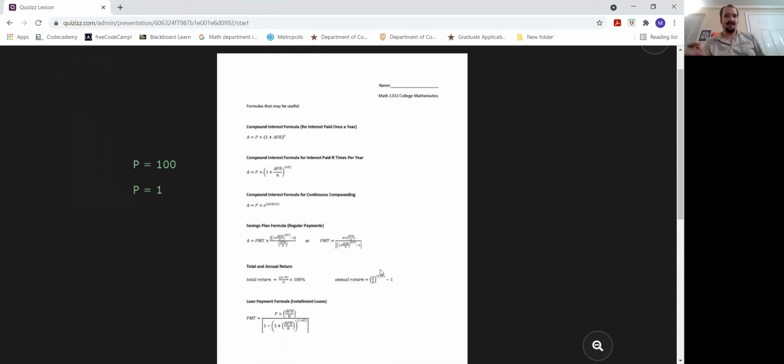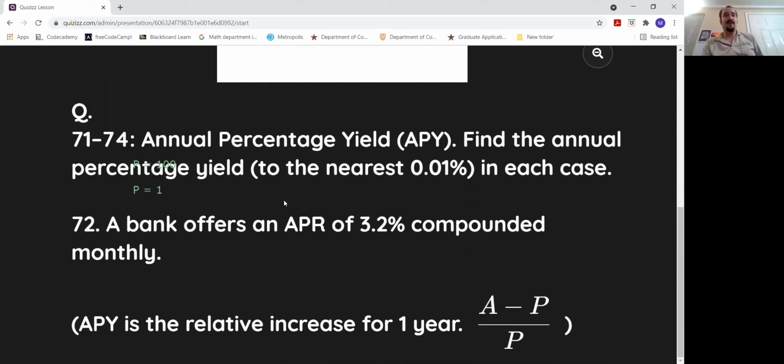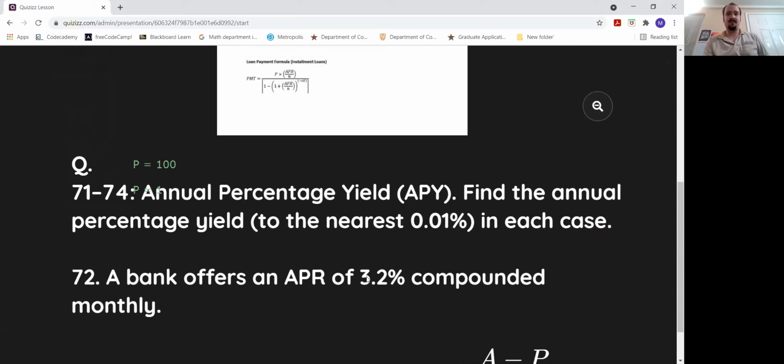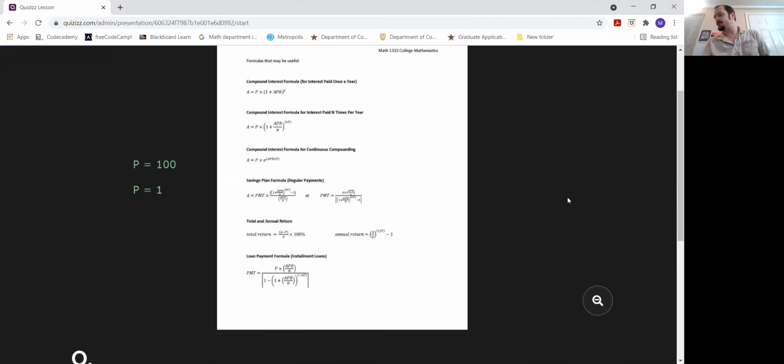What this is sort of asking is, this is compounded monthly, but if we just compounded it once per year, what would that rate be? What would our yearly rate be? Because we know that if our APR is 3.2 and it's compounded monthly, our yearly rate would actually be just a teensy bit higher.